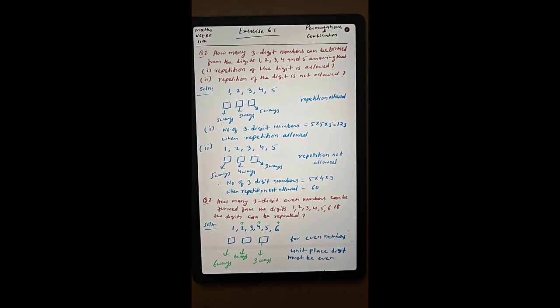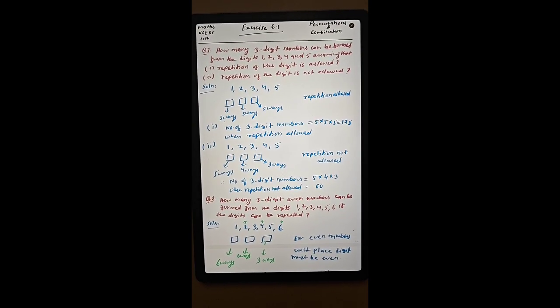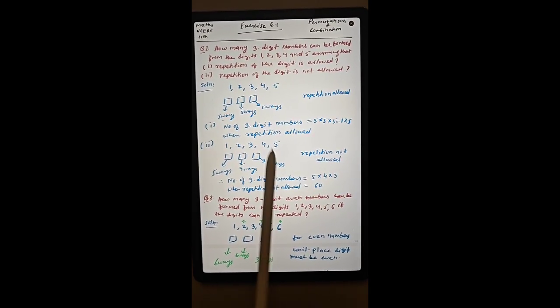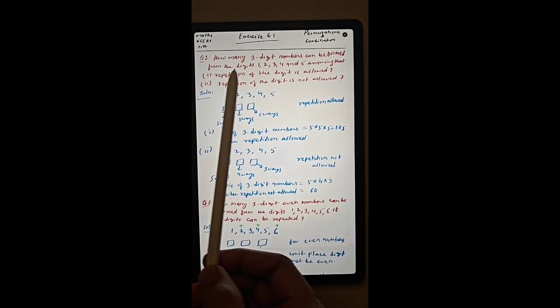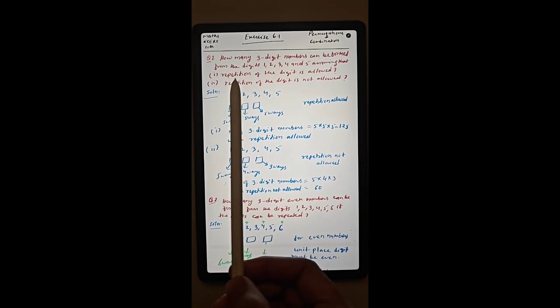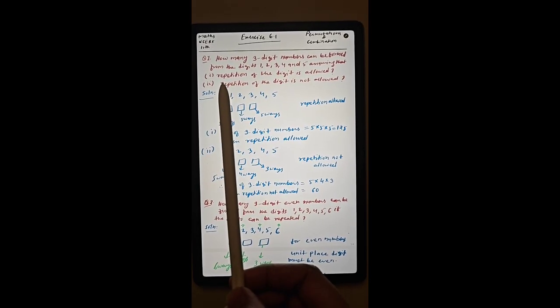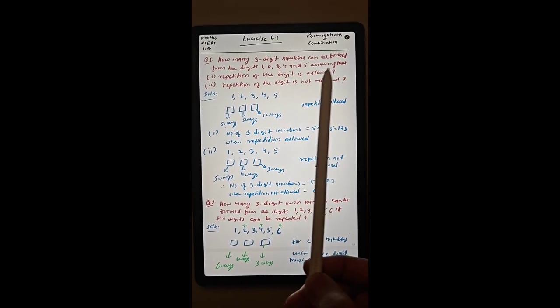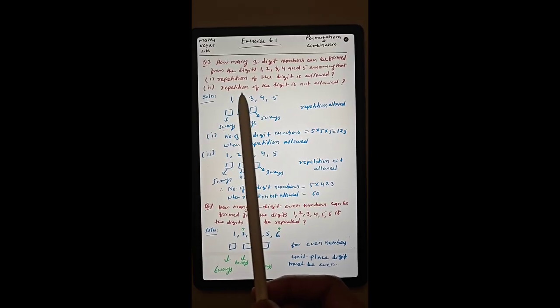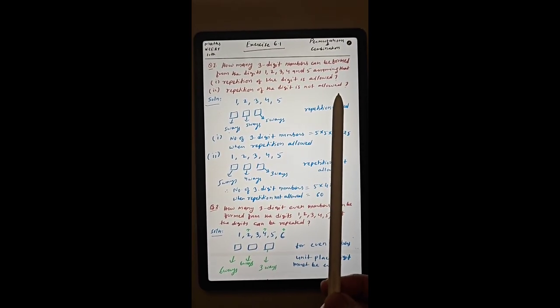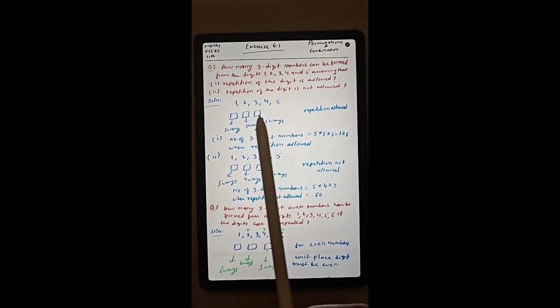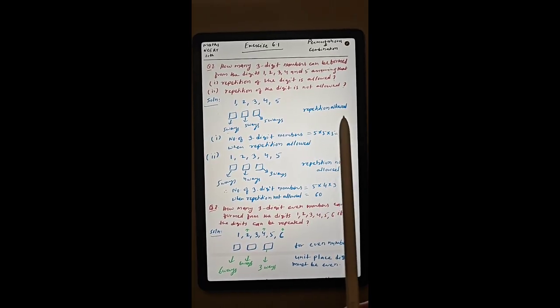Let us discuss the solution of exercise 6.1, permutation combination, 11th maths NCERT. Question number 1: how many 3-digit numbers can be formed from the digits 1, 2, 3, 4 and 5, assuming that number 1, repetition of the digit is allowed, number 2, repetition of the digit is not allowed. So let us see. First of all, we will discuss the case of repetition allowed.